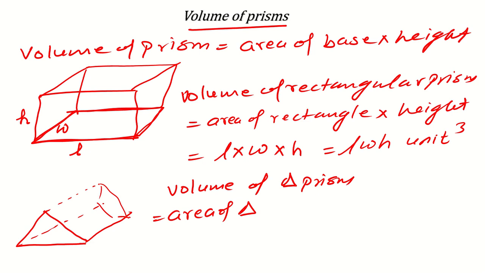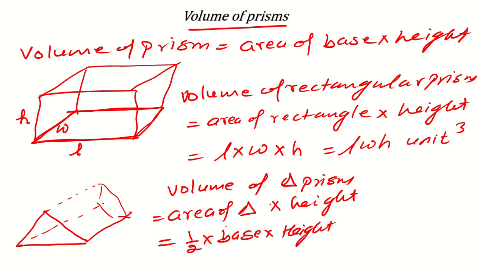If it is a rectangle, then it will be a rectangular prism. So area of triangle times height. And what is the formula for area of triangle? Half times base times height. These two heights are different. The height of the triangle and the height of the prism are different things. Multiply by the height of the prism.